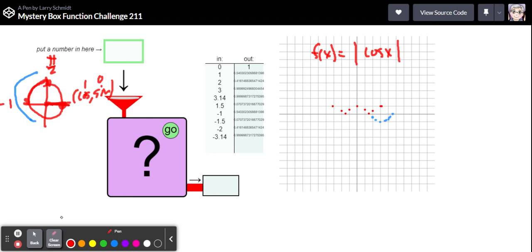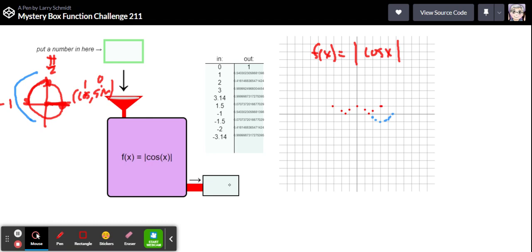Well, that's what I think is going on, and I think in my head we've tested enough points, so I'm going to go ahead and take a look. Yeah, and there we have the absolute value of the cosine of x, and let's graph that. It's a funny looking graph. Looks like a ball kind of bouncing along the ground.